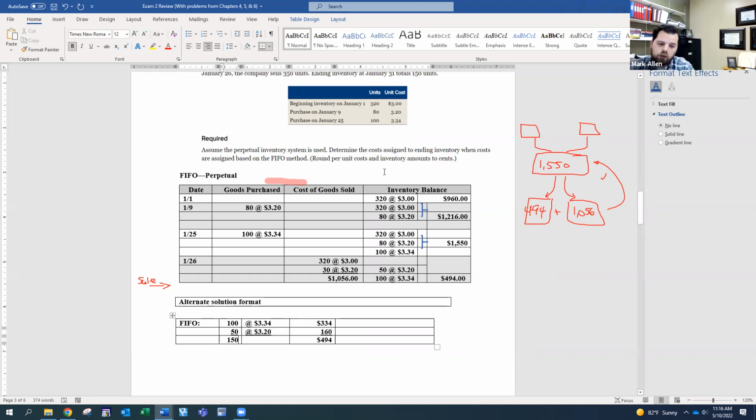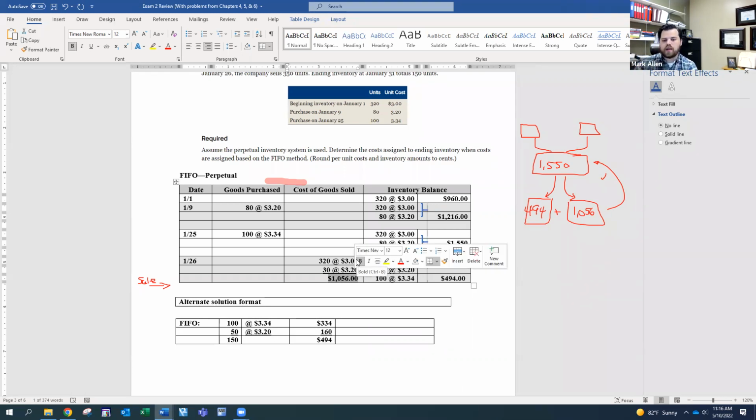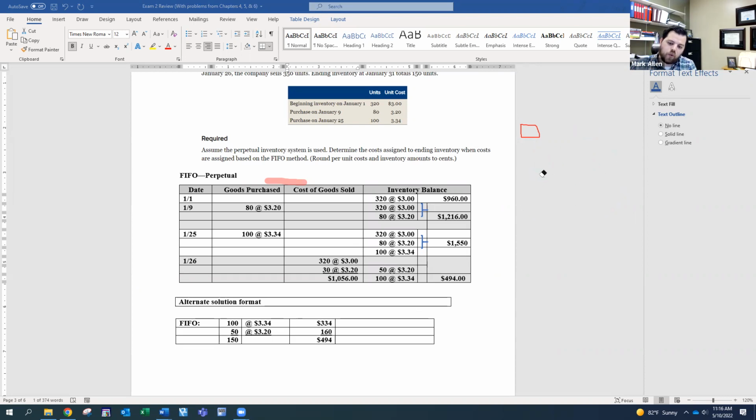Then, of course, we could have said, well, I know 320 times 3, 80 times 3.2, and 100 times 3.34 is 1550. 1550 minus that is 1056. So we can be done in about 20 to 30 seconds getting the key pieces of information. Now, unfortunately, on a digital exam, like what we have with Connect, I believe it's going to force you into this big table for the worked out part of the test, at least, where you're going to have to do this, even if you know this works. But for a multiple choice question, realizing that FIFO Perpetual and FIFO Periodic always give you the same answer is incredibly, incredibly valuable. And it will save you a tremendous amount of time on the test. So keep that in mind.